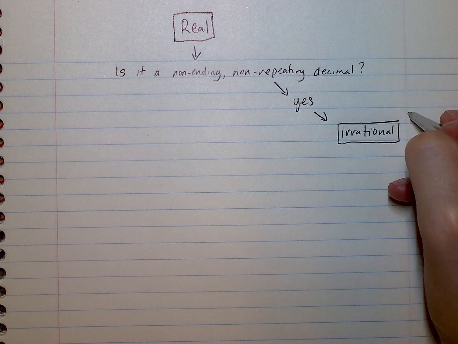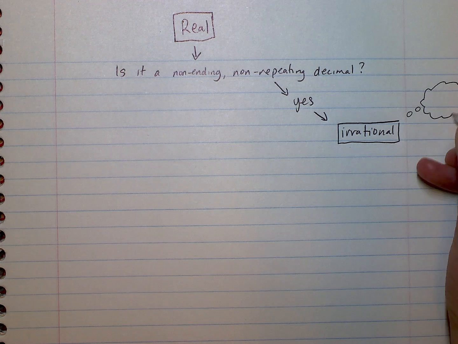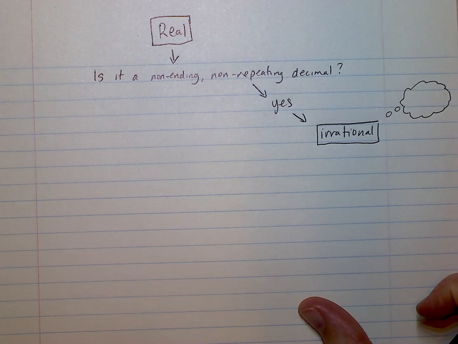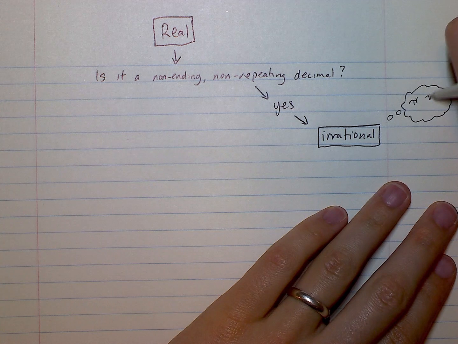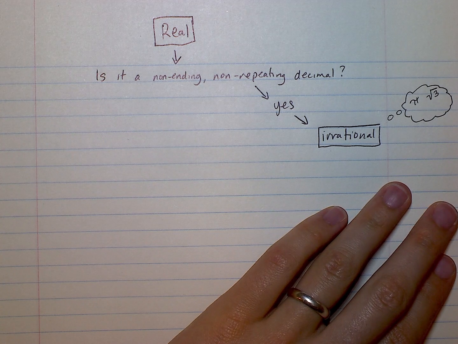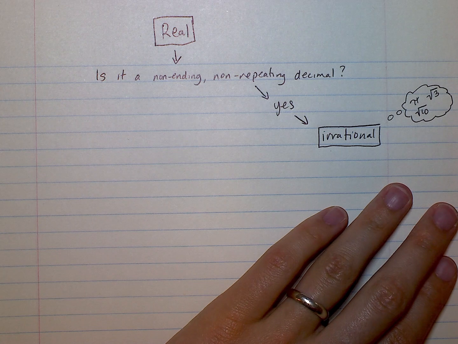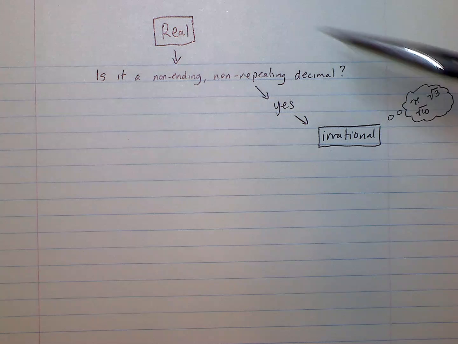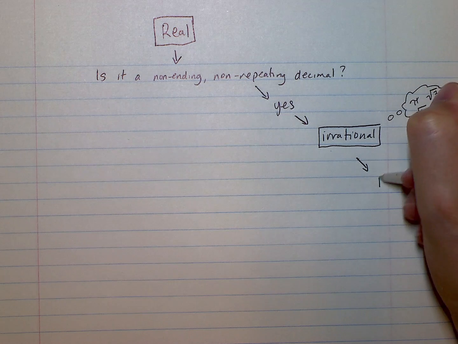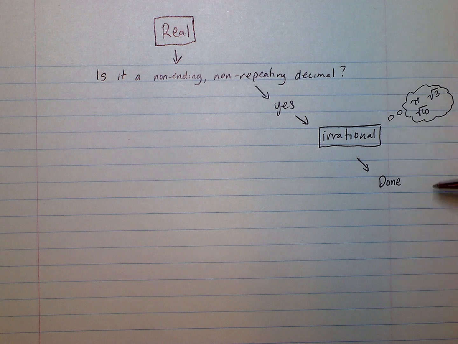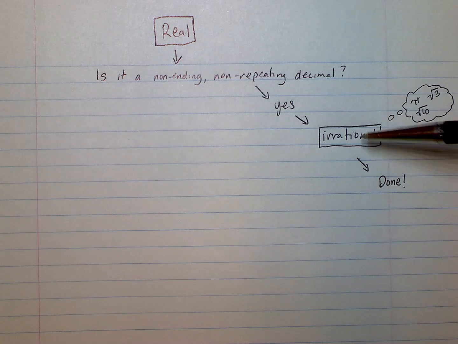Okay, and remember, let's just talk about what irrational numbers look like. That's pi. That's the square root of a number like 3 that doesn't have a whole number square root, or a number like 10. Those are irrational numbers. And if your number is irrational, you're done. You've classified your number. Let's say you were classifying the number square root of 7. Then the square root of 7 is real, and it's irrational.